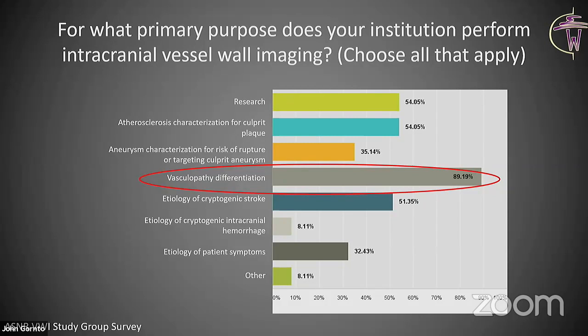So this is an area where, at most institutions, it's the clinicians that are ordering it. And so it's in your guys' hands. The non-radiology clinicians are the ones ordering it for the purpose of vasculopathy differentiation. Is this atherosclerosis? Is this vasculitis? Is this RCVS? Is this Moyamoya disease? Or is this atherosclerotic Moyamoya syndrome? Those are the questions that clinicians seem to want to know.